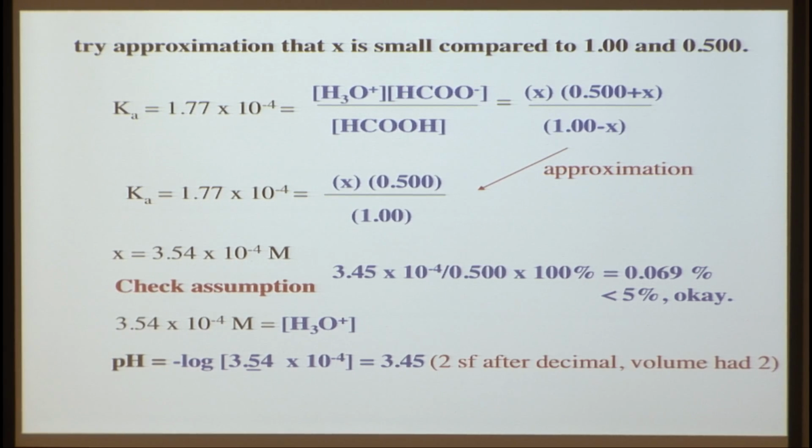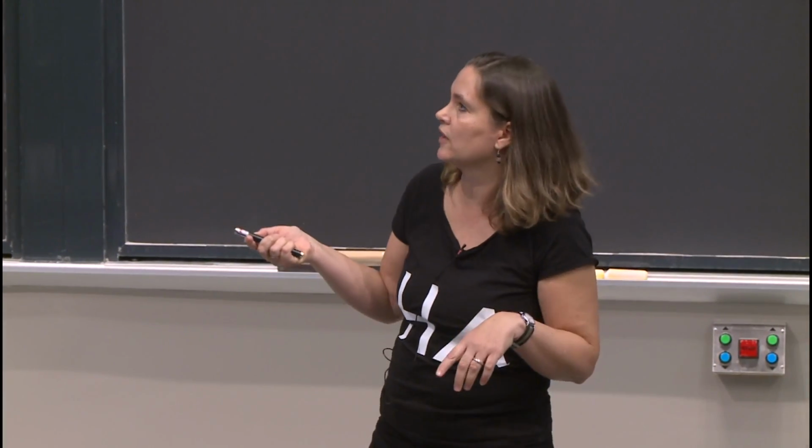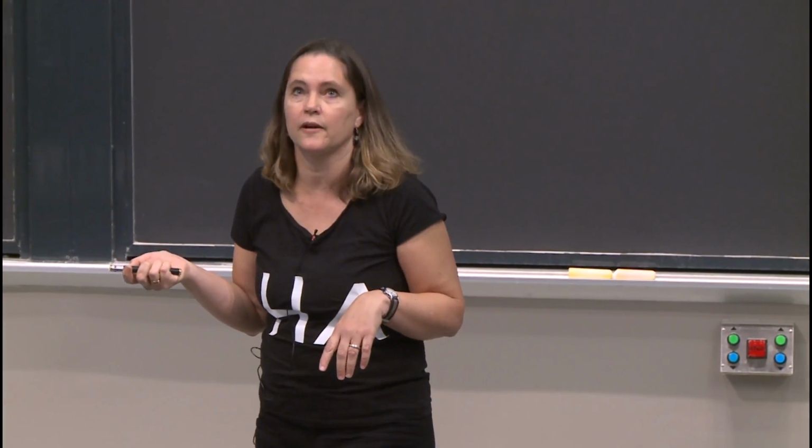And here we have 2 significant figures after the decimal point, because the volume we had before only had 2 significant figures. Everything else had 3, but the volume was just 1.0. So that is our answer there.